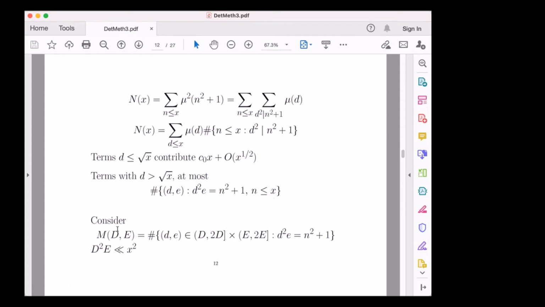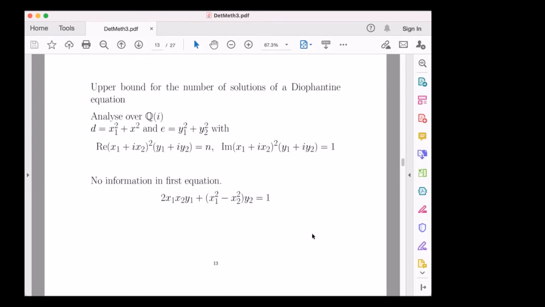So what we need to do is provide an upper bound for this quantity here. So this is a question about an upper bound for the number of solutions of a Diophantine equation. That's exactly the sort of thing that we talked about in the first lecture. Now, given the structure of this equation, it makes sense to analyze it over Q(i).